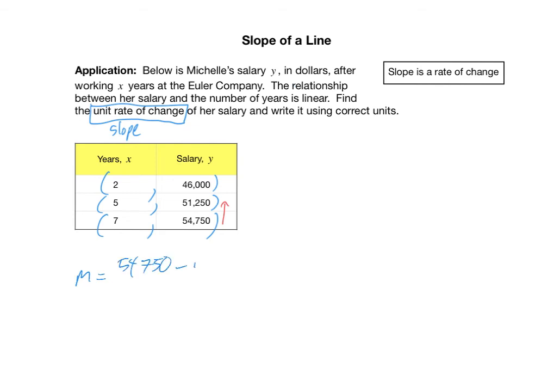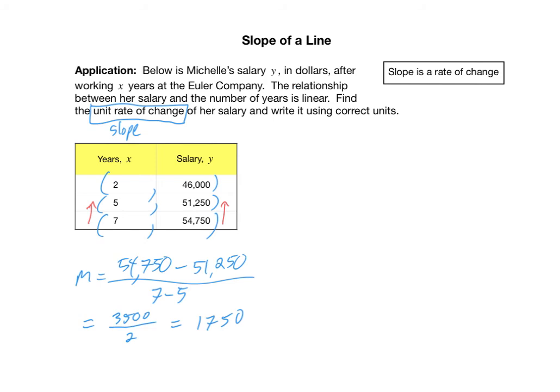54,750 minus 51,250. Notice I'm just subtracting in this order. It doesn't matter. You choose how you want to subtract the y values, and then you have to subtract the x values in the same direction. So I need to do specifically 7 minus 5. So in the denominator, I've got 7 minus 5. Now, I just want to do this arithmetic. 54,750 minus 51,250 is 3,500. 7 minus 5 is 2, and 3,500 divided by 2 is 1,750.